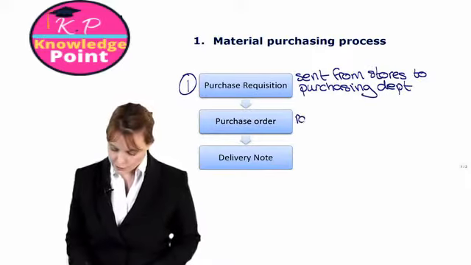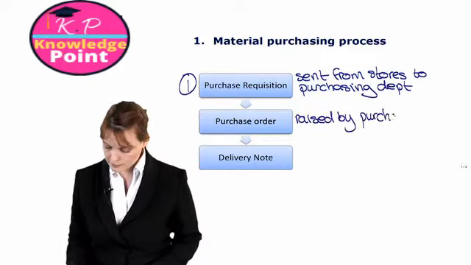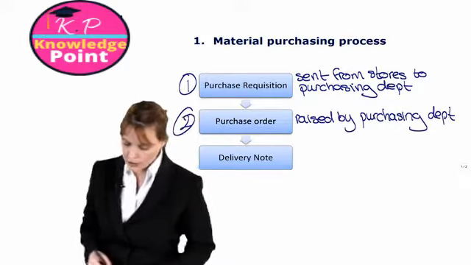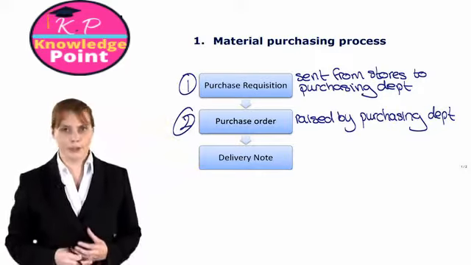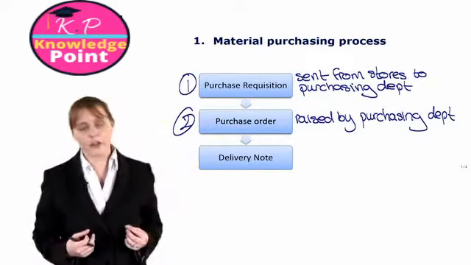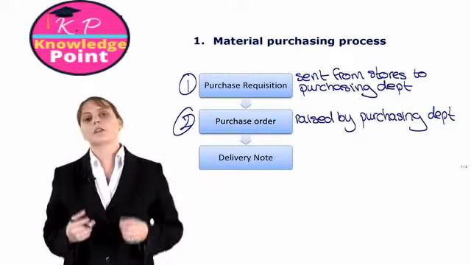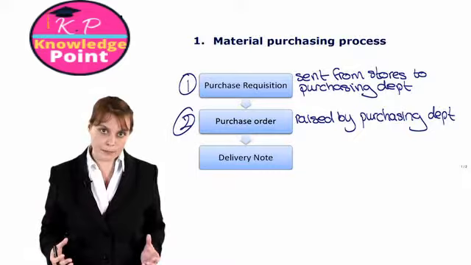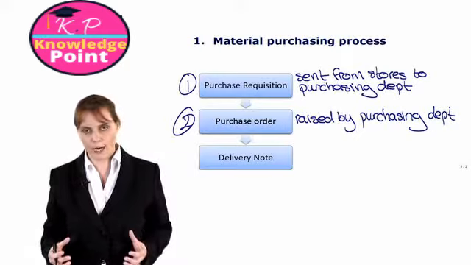The purchasing department will then raise a purchase order. So our material purchases are going to be managed centrally by the purchasing department. The department who needs the stock send this purchase requisition over to the purchasing department and they will follow up on that request. The purchasing department will then place an order with our suppliers or with an appropriate supplier for the materials we require and the quantity of materials that we require.